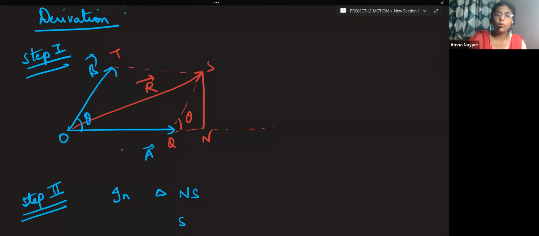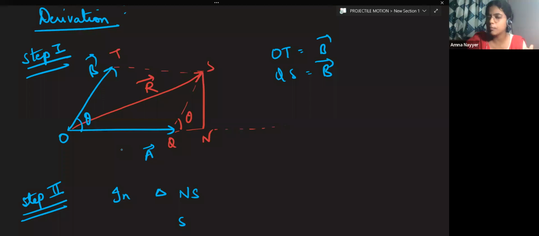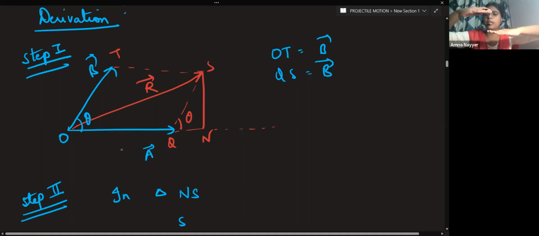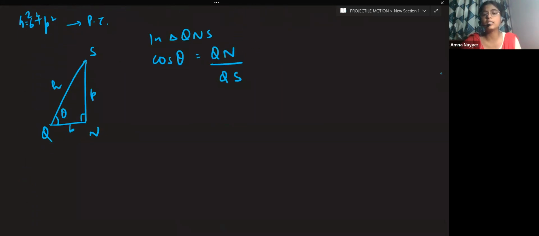See, if OT is the vector B, then QS will also be the vector B. Do you all agree with this fact? Have I written it correctly? Yes. Correct? Because both these sides are equal and parallel. So if this is B, this will also be B. If this was 5 centimeter, this side will also be 5 centimeter. Similarly, if this is A, this will also be A. If this is 2 centimeter, this will also be 2 centimeter. So because both these sides are equal, QS, I can write it as vector B.